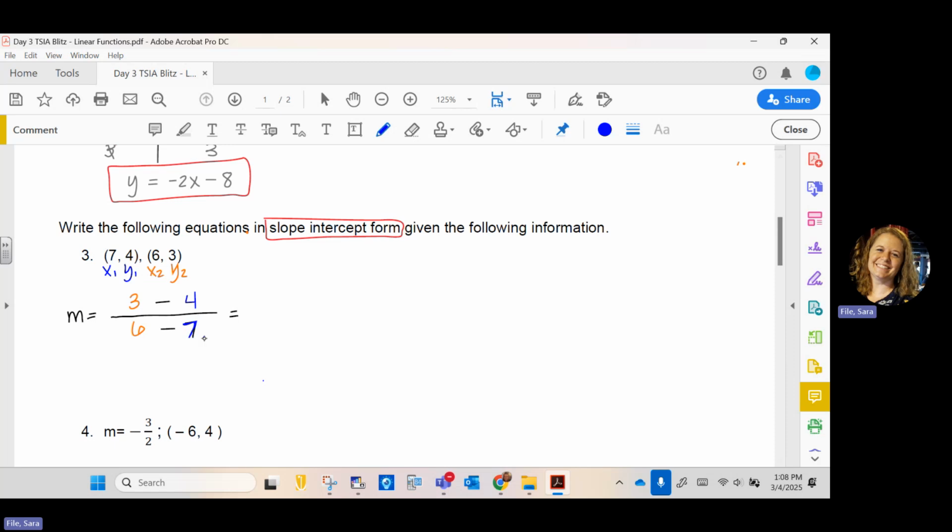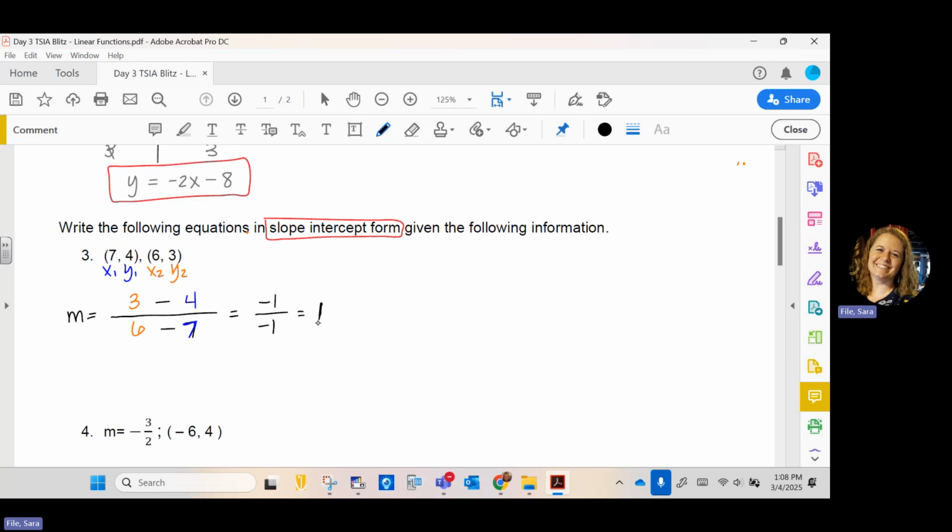In the numerator, 3 minus 4 is -1. And in the denominator, 6 minus 7 is also -1. What is anything divided by itself? 1. Okay, and a negative divided by negative is a positive. So this is just a +1. So my slope is 1.